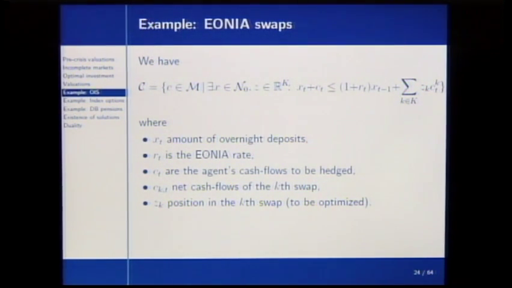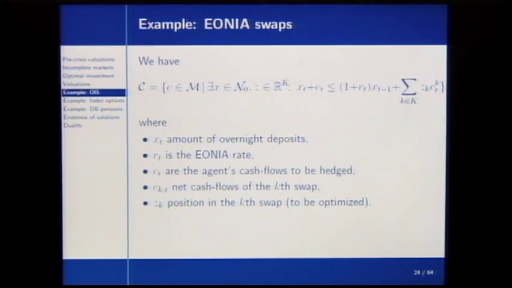And Z_k is the position we take in the kth swap. So those are the variables we try to optimize. We want to optimize those Z, our positions in each of the quoted swaps. And what this constraint says here is that we collect these net payments, we collect whatever we invested yesterday in the overnight market, and that's the amount of cash we have to pay out the claim, whatever it is, and to invest for the next night in the market.